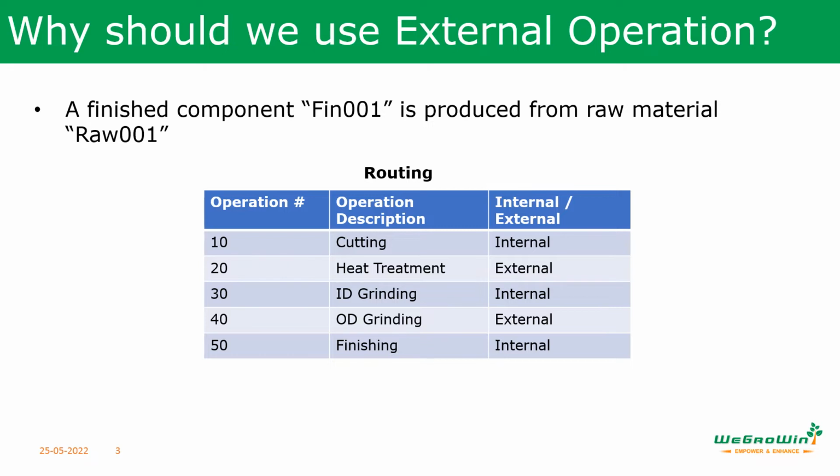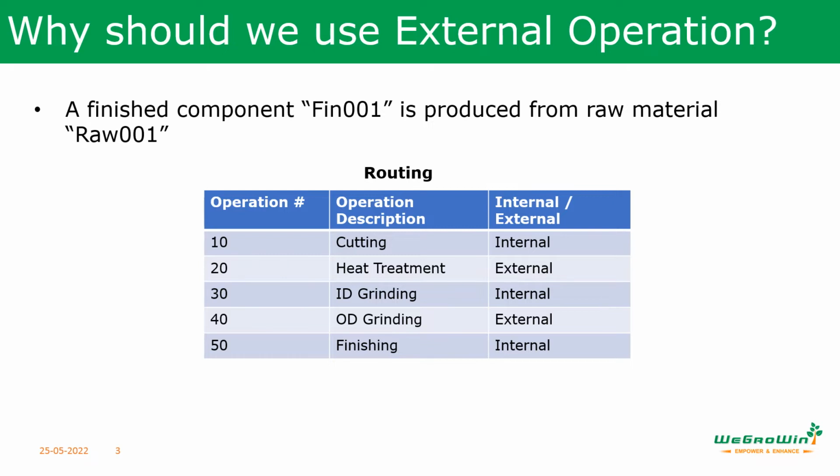Let me explain with an example. Here we are producing a finished component, let us say called FinComp, that is produced from a raw material. This is the simple BOM. For this there are 5 operations. Operation 10 may be cutting, an internal process. Operation 20 may be heat treatment.